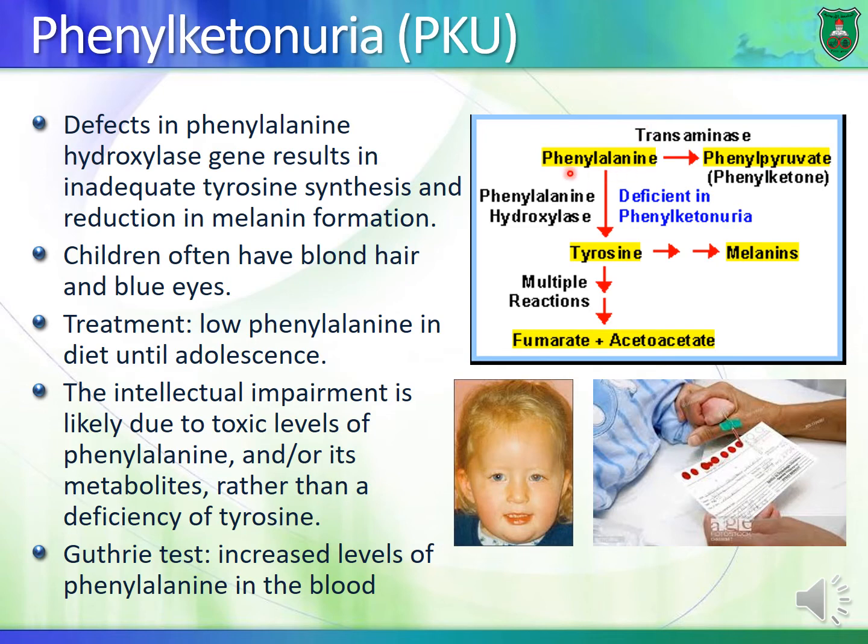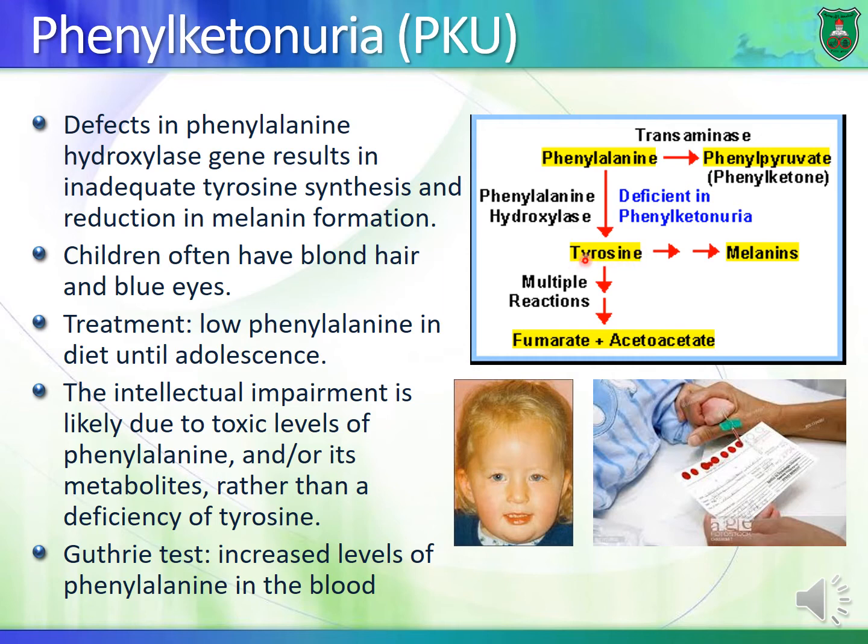Now, the thing is, if there is no tyrosine, then there would be accumulation of phenylalanine, and phenylalanine can be converted to another product known as phenylpyruvate or pyruvic acid. Now, accumulation of phenylpyruvate may be toxic to the central nervous system, as well as the accumulation of phenylalanine, and that can cause intellectual impairment.